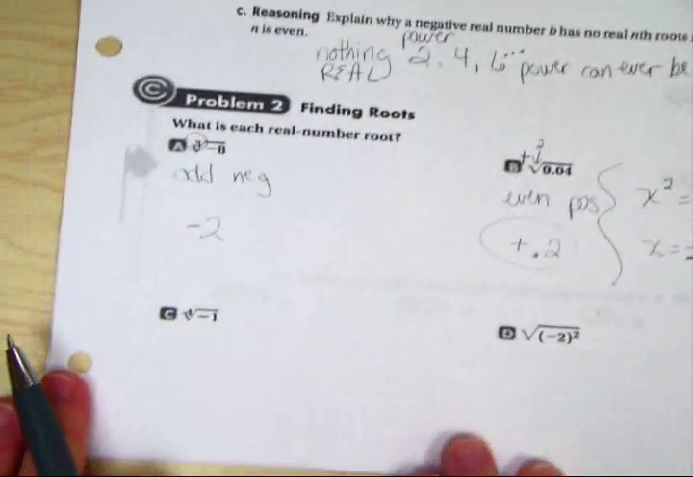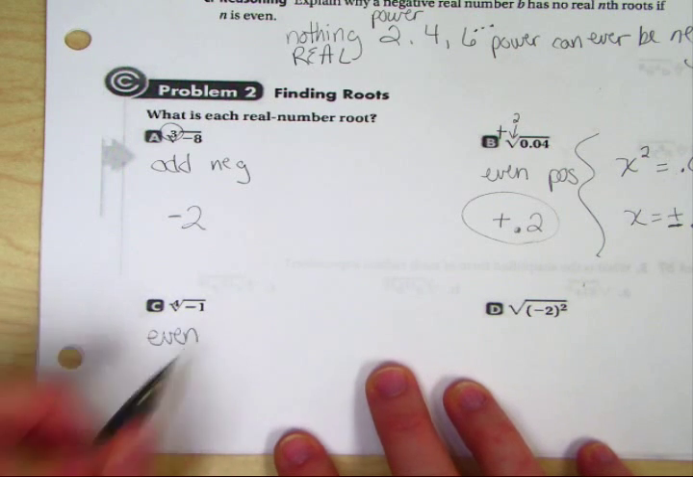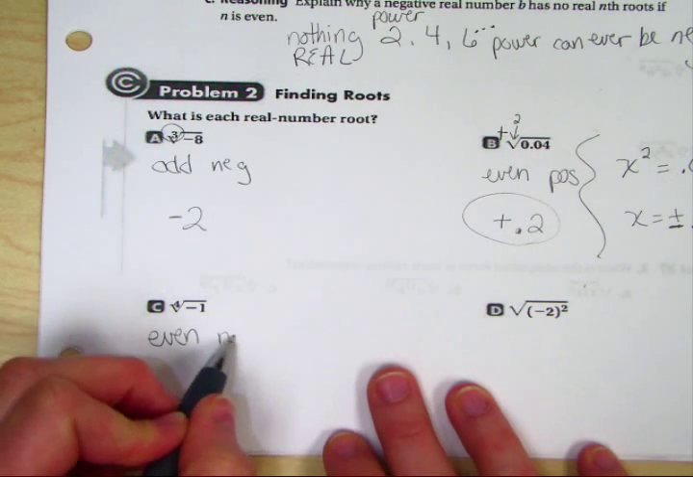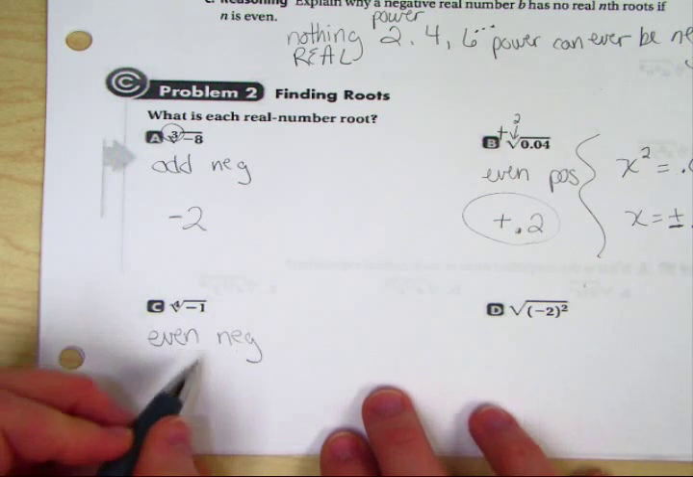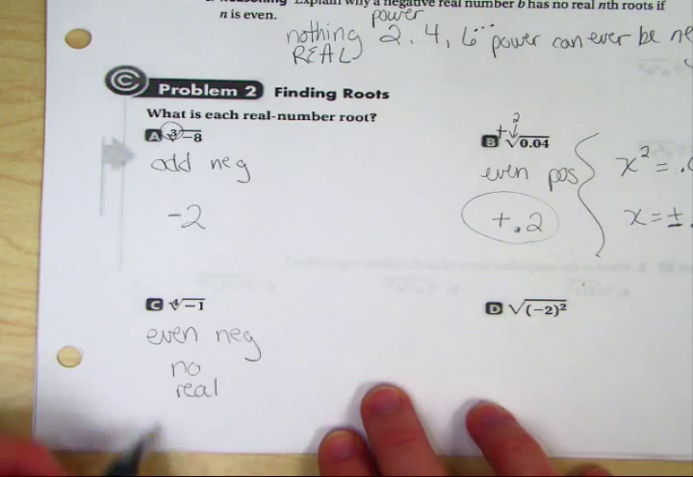Move on to part C. Okay, so we have an even root. Please write even. We have a negative inside. Even and negative is no real answer.